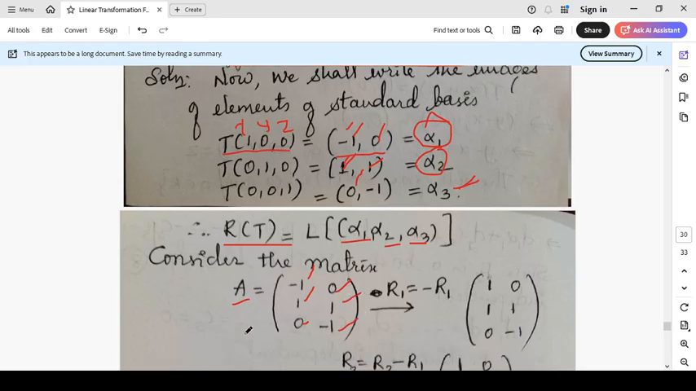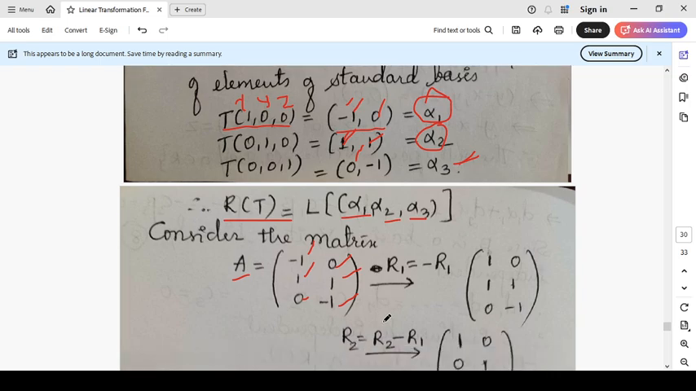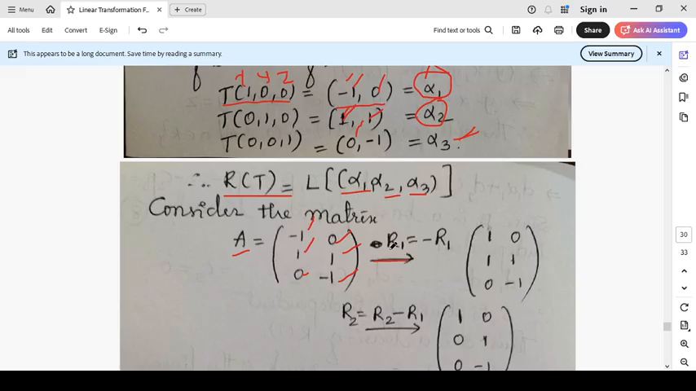So how are you going to find the rank of this matrix? We need to apply the echelon form over here. Row operation or column operation you can take. Here we have taken row operation. R1 equals minus R1 we have taken. So minus into minus becomes plus, 0 minus 0 is nothing but 0 only. So 1, 0, and the remaining terms as they are.